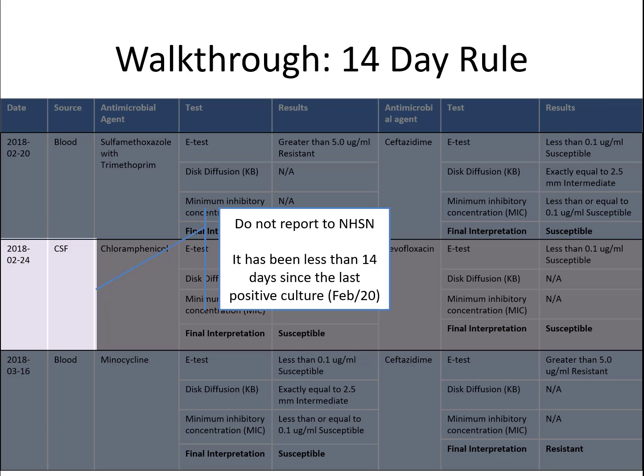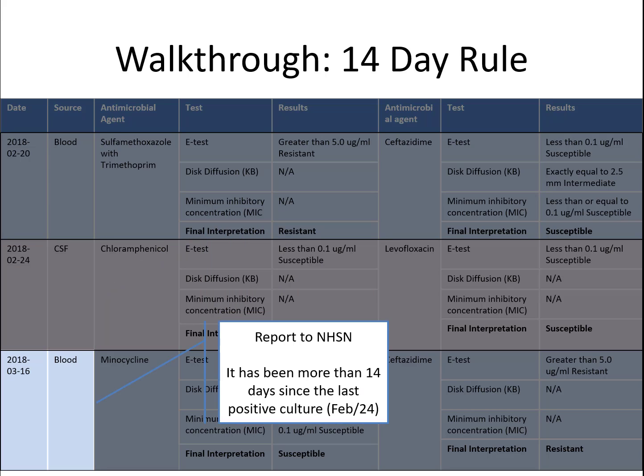The second result, recorded on February 24th, is not reported to NHSN. The last positive isolate was found only 4 days prior to this result, which does not meet the 14-day rule. At this point, the 14-day period is reset. The third isolate, on March 16th, is reported to NHSN because it has been more than 14 days since the last positive isolate on February 24th. Remember that each positive isolate resets the 14-day period. It does not matter whether the last positive isolate was actually reported to NHSN.